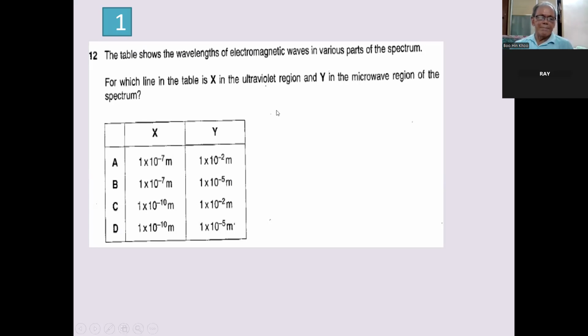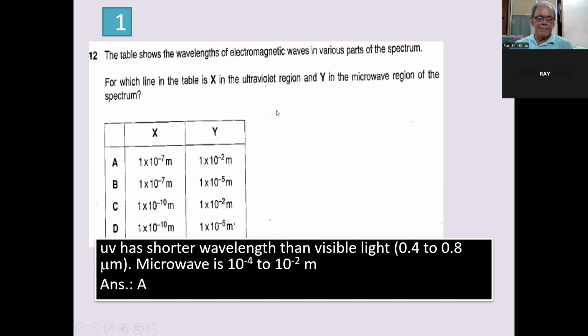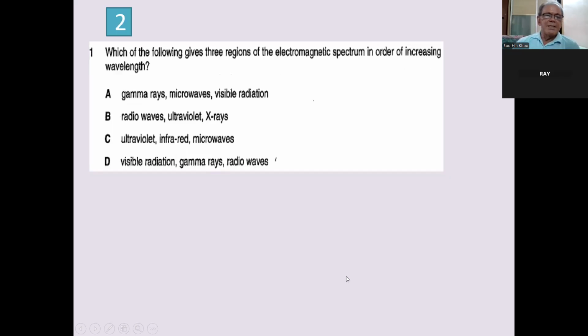B. A. Okay, yeah, memory work. I use the visible light micrometer. So ultraviolet will be here, smaller wavelength. Microwave, longer wavelength, 10 to the power minus 4 to 10 to the power minus 2.